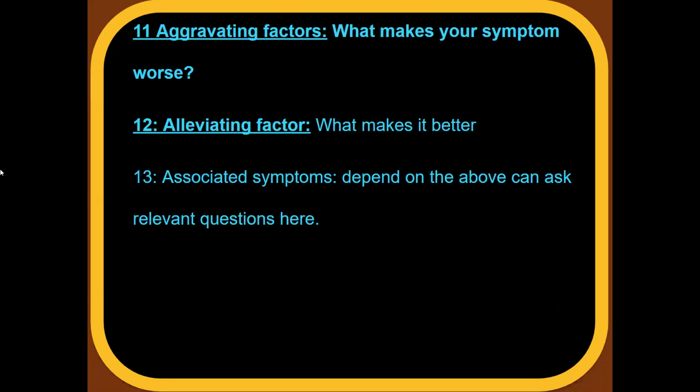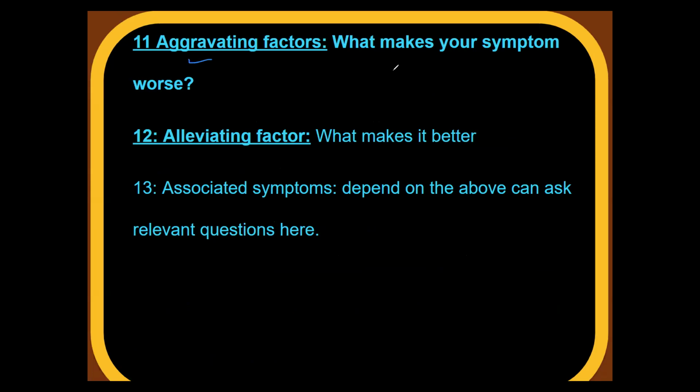Now we come to the three A's in our structure. Aggravating factors: what makes it worse? Chest pain that is worse on exertion is concerning for cardiac causes, acute coronary syndromes particularly. Alleviating factors: what makes it better?